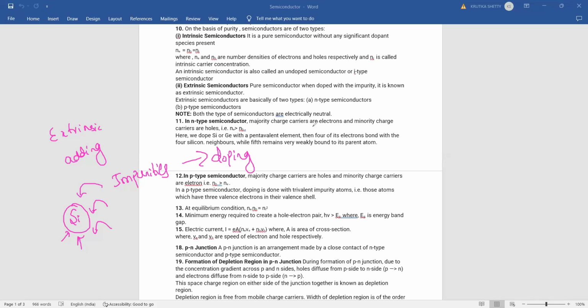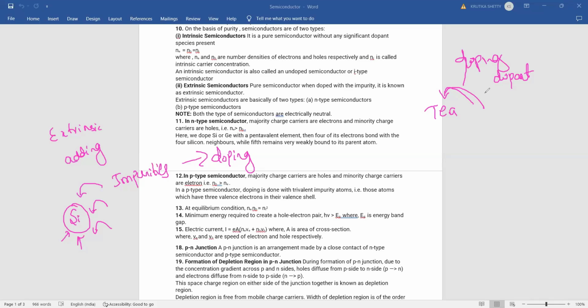And whatever the impurities you are using. For example, if you are preparing tea, whatever ingredients you are adding, those ingredients are called as what? That is dopant. And the process of adding those ingredients into the tea is called the doping process. Understanding? The process is called doping, and what you are adding, the impurities, those are called dopant. So dopant and the doping.